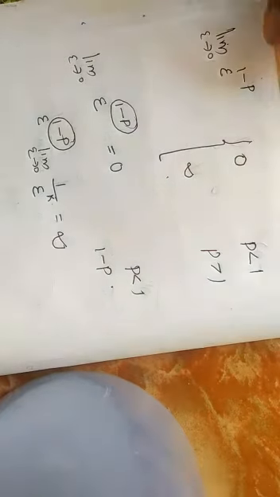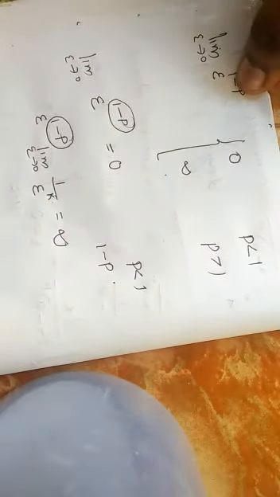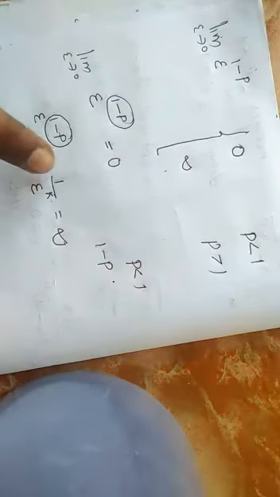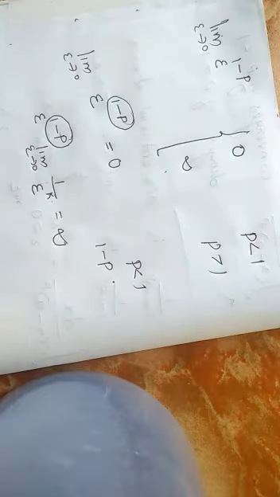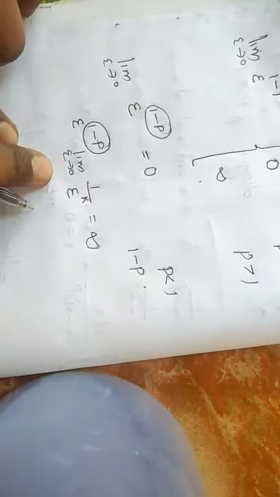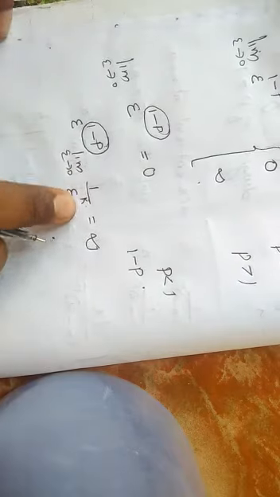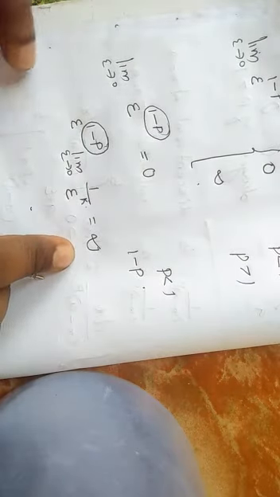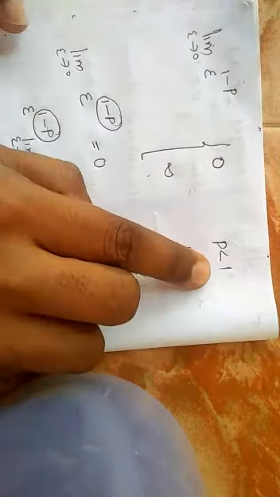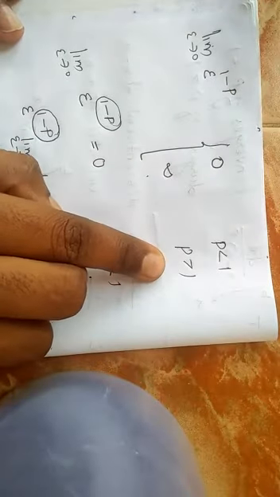For p greater than 1, 1 minus p will become negative. So epsilon power some negative number can be written as 1 by epsilon power something, and limit epsilon tends to 0 of 1 by epsilon power will become infinity. So 0 for p less than 1, and infinity for p greater than 1.